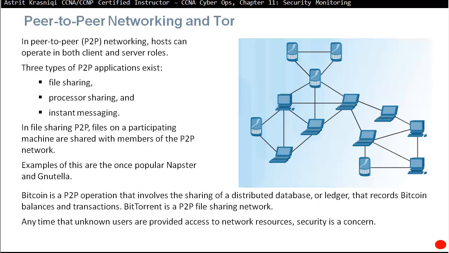Another type is process sharing. Process sharing is a way to share the process or combine the power from many processors. For example, if you have a job to do and one computer, one processor, doesn't have enough power, you can use process sharing. You can join many computers together, and then obviously you can have a super machine. And instant messaging is another type of peer-to-peer networking.